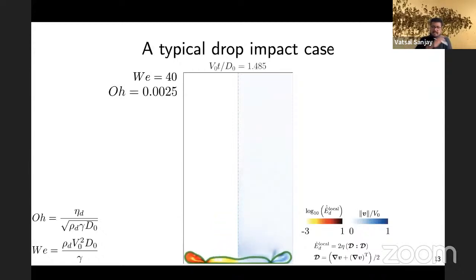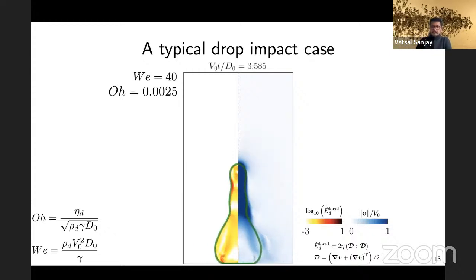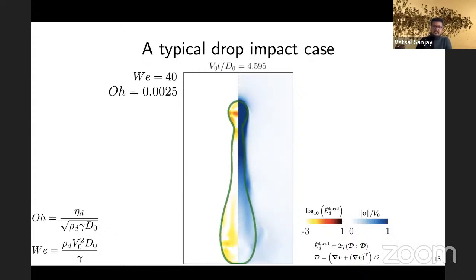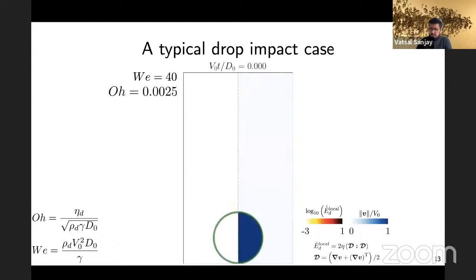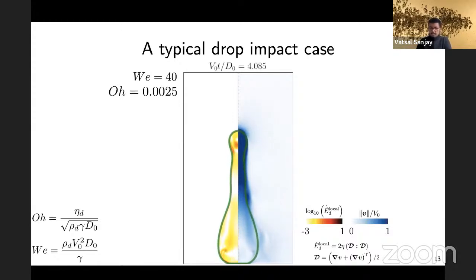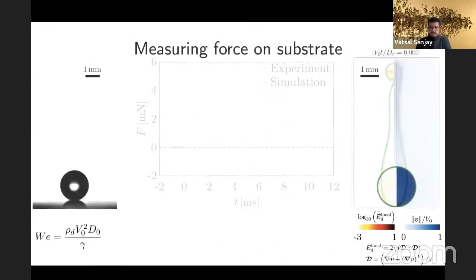And on the left-hand side, I am plotting log 10 of the viscous dissipation function. We do it on a log 10 scale in order to contrast regions of high viscous dissipation and regions of low viscous dissipation. With that information, let me play this video once again. And you can really see, wherever you have black regions on the left, those are the regions of high viscous dissipation. So that's a typical drop impact process.